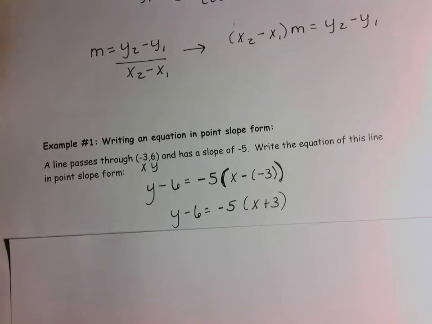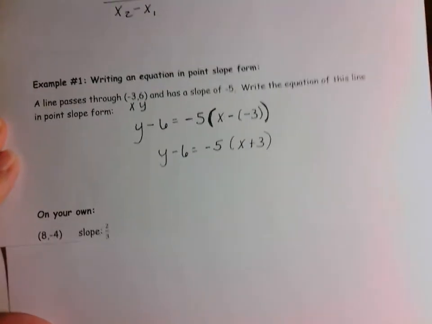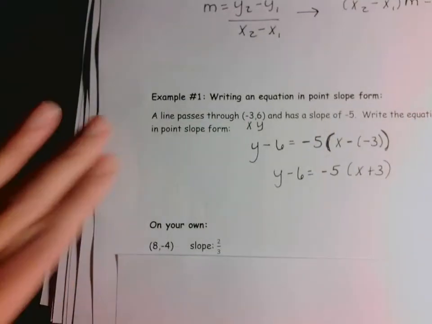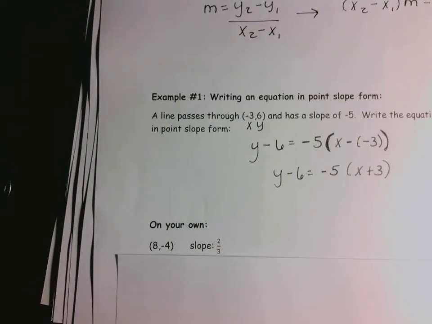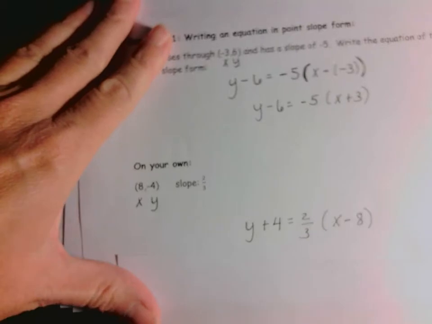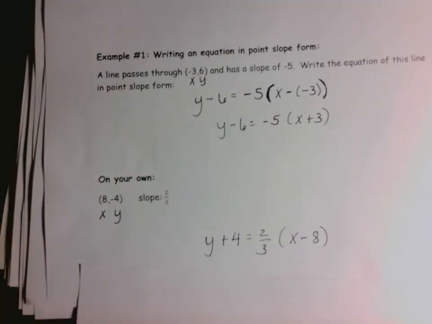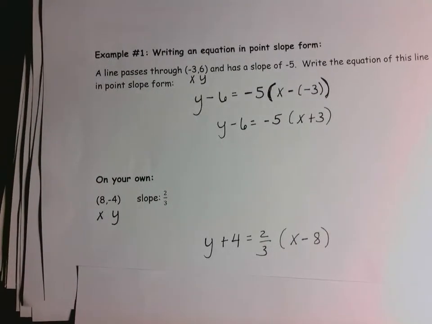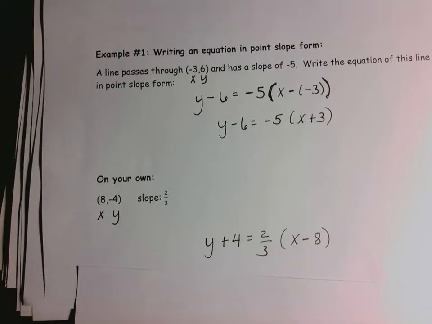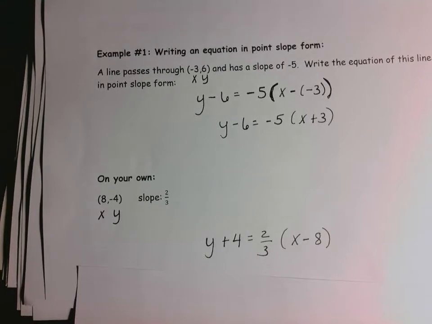So go ahead and hit pause and work this out on your own and create an equation of this line in point slope form. This line has a slope of 2/3 and it runs through the point 8, -4. Pause the video. Okay, so you label your xy coordinate. That's super important that you do that. And here's the equation of the line. Y plus 4 equals 2/3 times x minus 8.